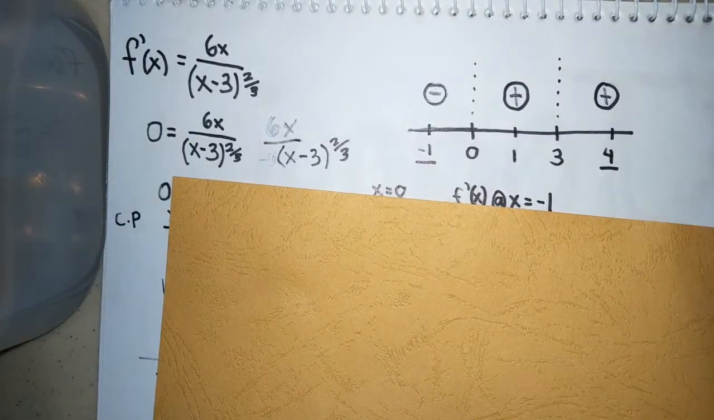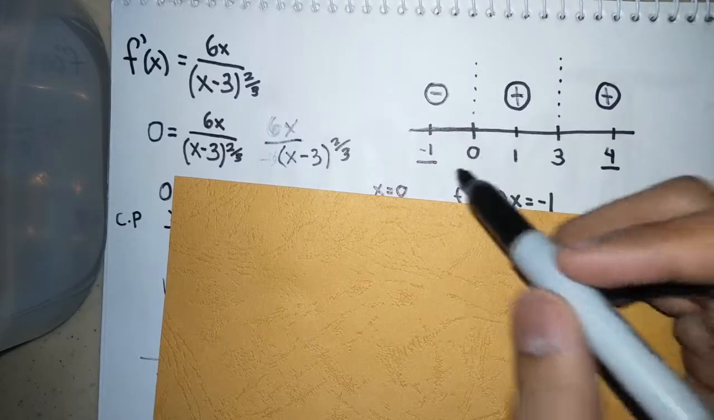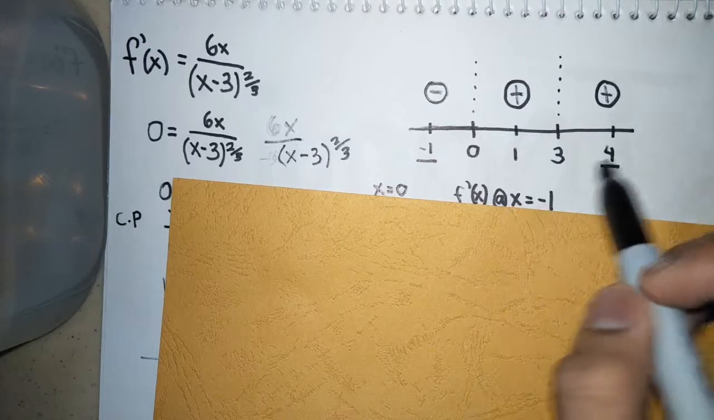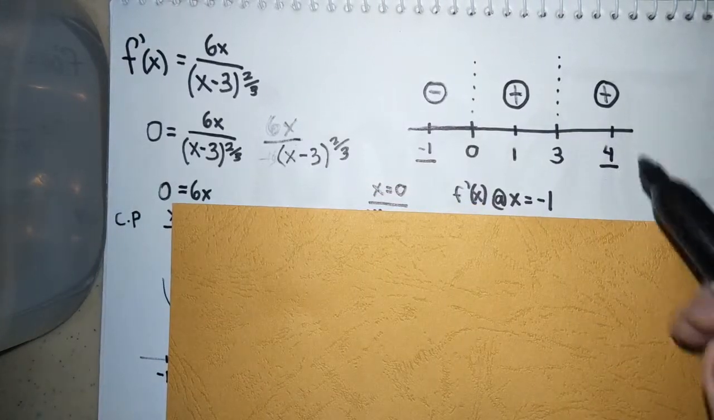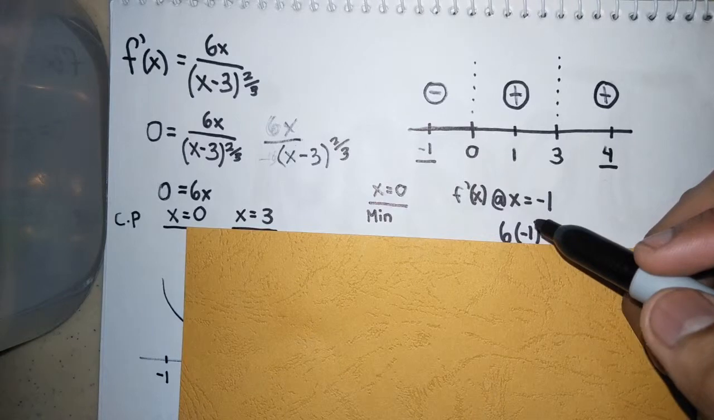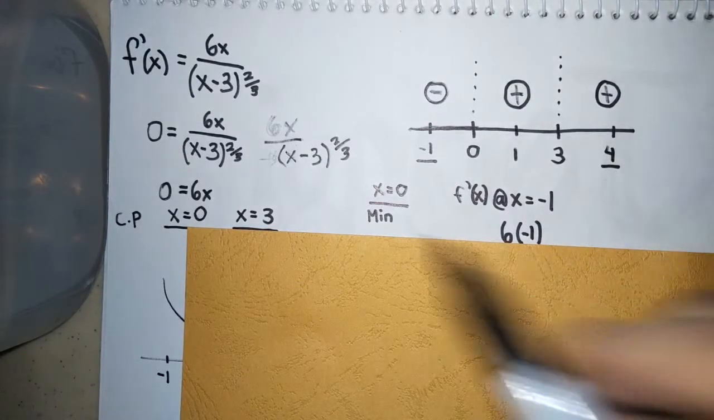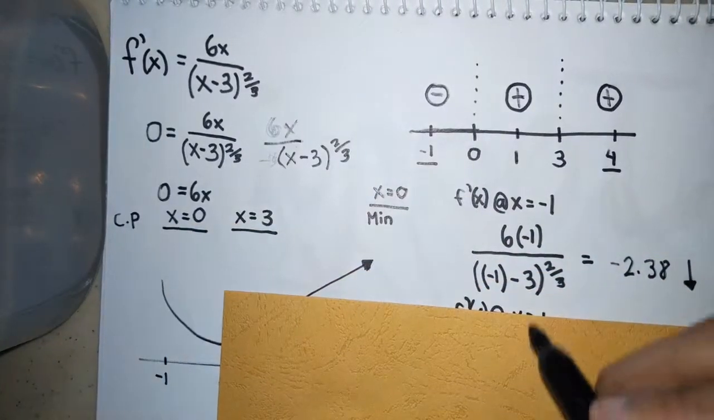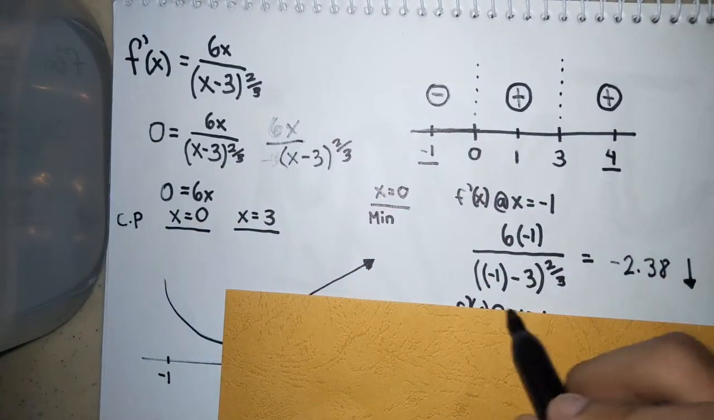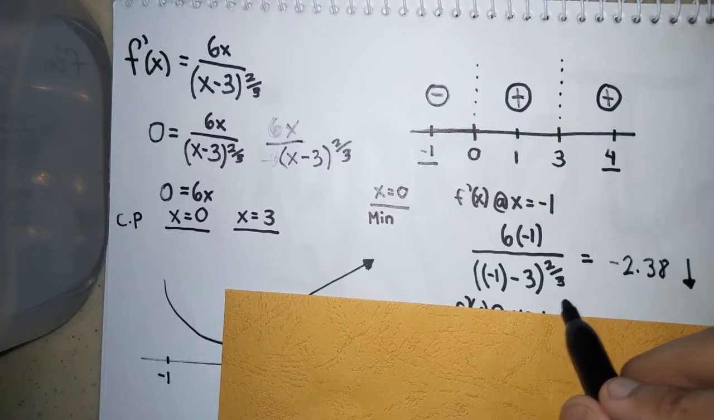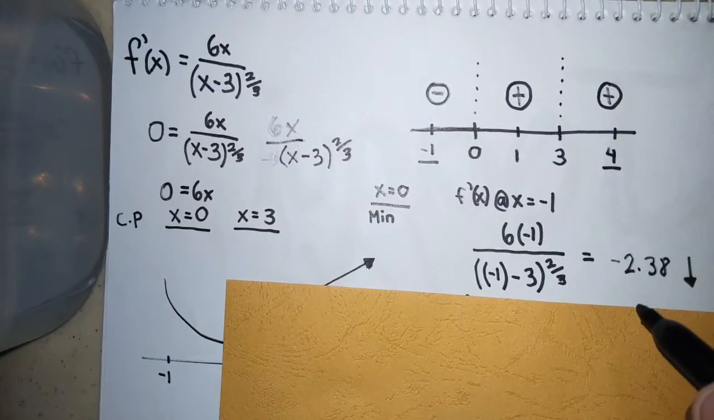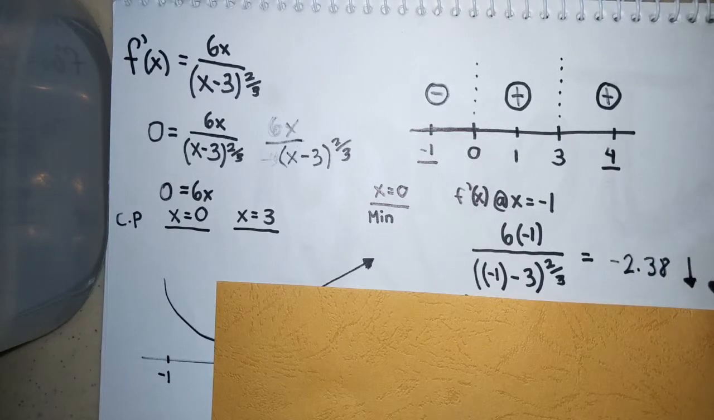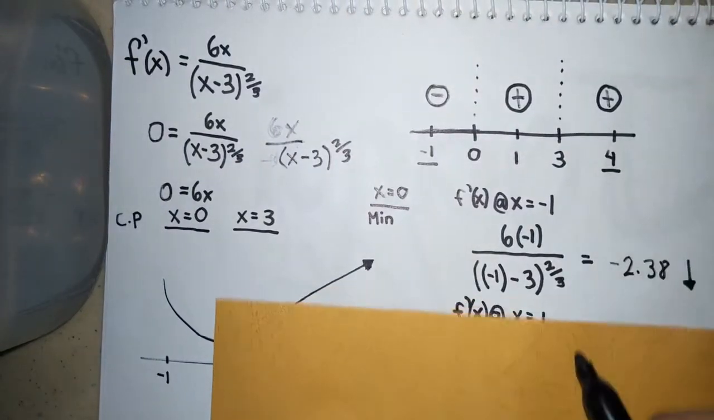We'll go in this number line, we will choose any number that is less than 0, greater than 0, less than 3, and greater than 3. So first, the negative 1. The negative 1, we will substitute it to all the x's in the derived equation. So here's 6 times negative 1 over negative 1 minus 3 to the power of 2/3. If the answer is lower than the x, that means it is decreasing, so it is minus.